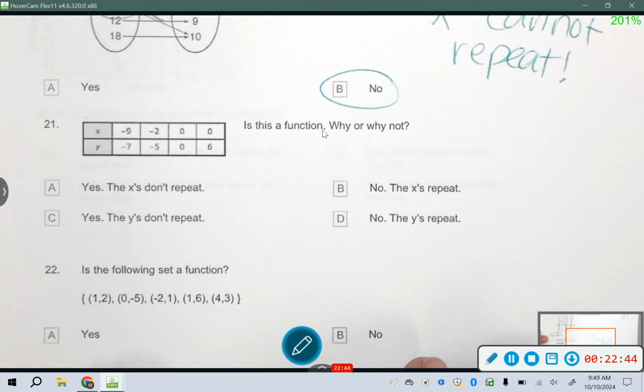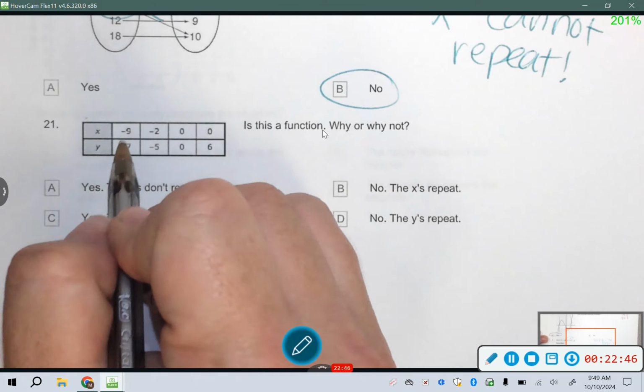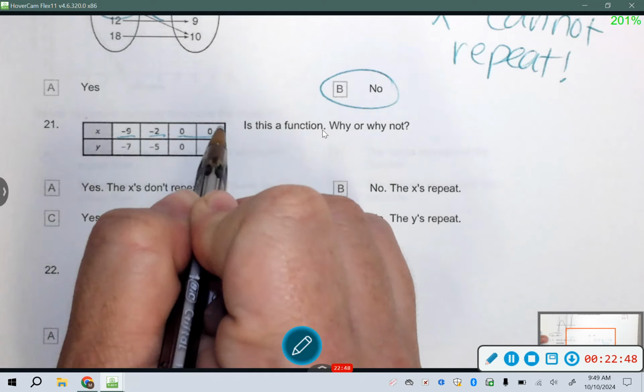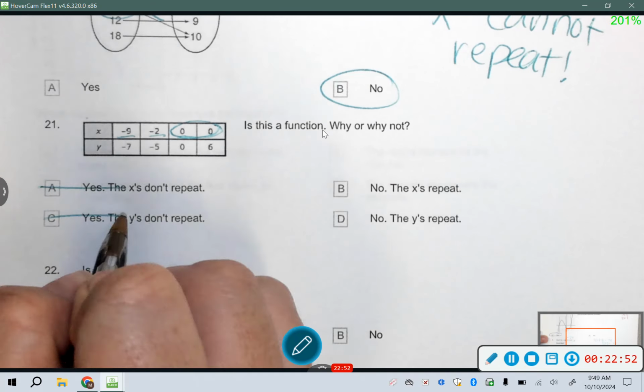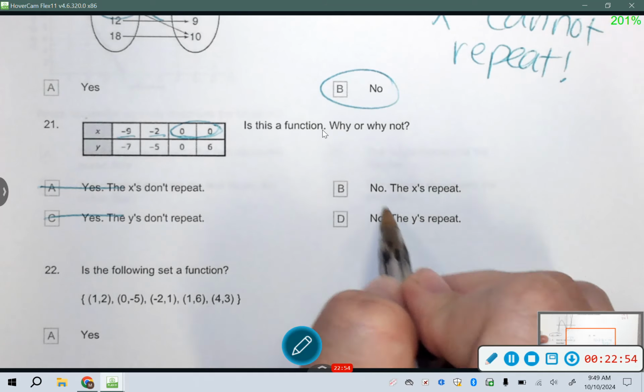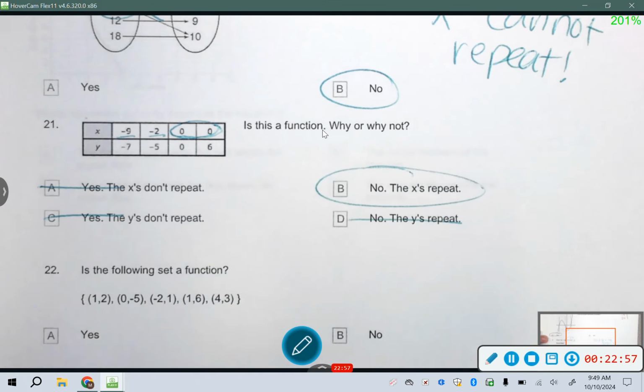Okay, looking at 21, is this a function? Why or why not? Well, I have -9, -2, 0, 0. Well, 0, x cannot repeat, so this is not a function. Cross off my yeses. And it says we don't care about y, so it's B.